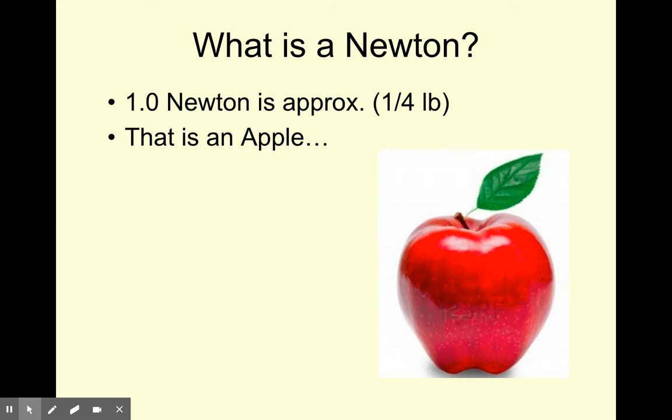What is a Newton? Well, one Newton is approximately 1/4 of a pound being pulled down by gravity on Earth. That'd be like an apple, a couple golf balls, two big D-cell batteries would be about what a Newton is.